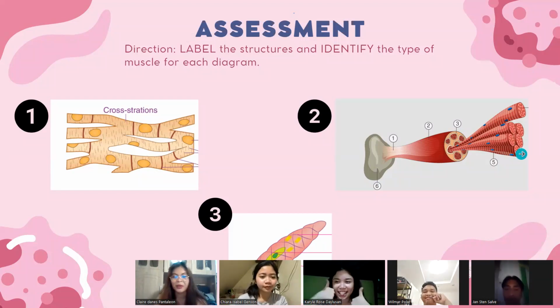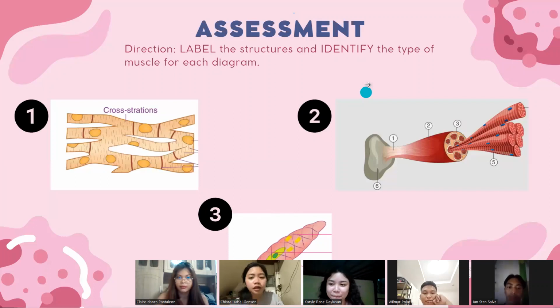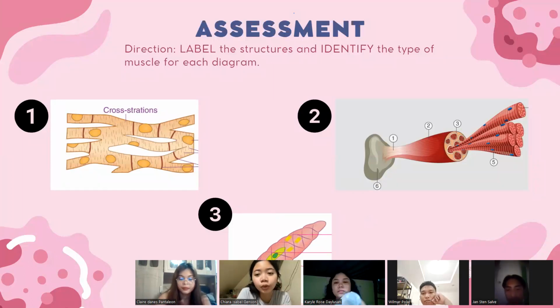Number 2, anyone? Okay, Miss Shara. So number 2 is the skeletal muscle, since you can see there's a bone. The bone is number 6. Then number 1 is the tendon, since it connects muscles to bones.